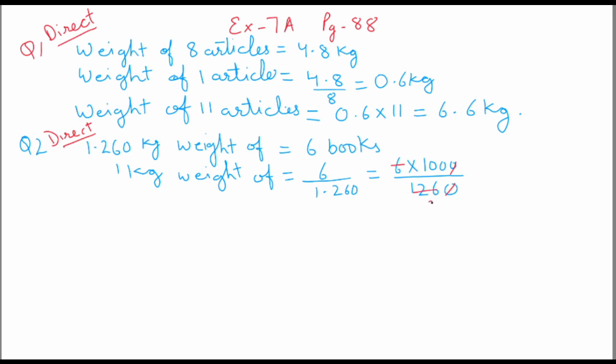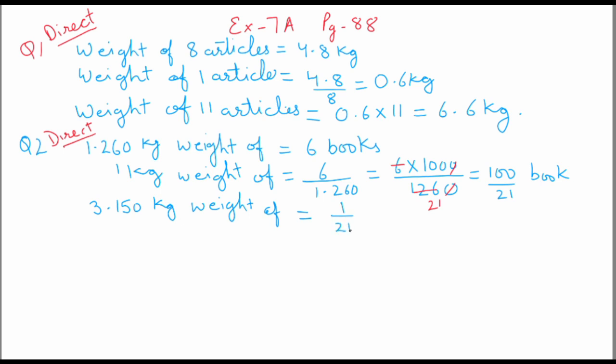Six 21. Let it be till here because we have to do the second calculation also. We'll keep it as 100 by 21 book. Now we have to find out the weight of 3.150 kg, weight of how many books?